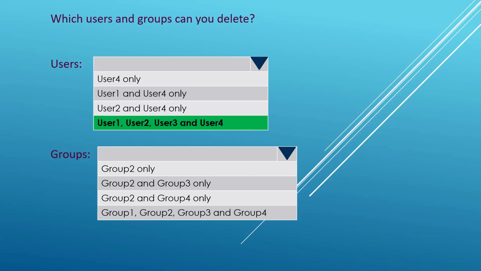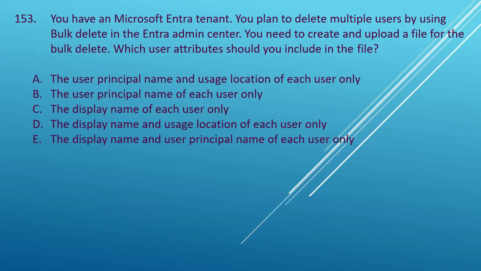Now, when it comes to groups, the options are group 2 only, group 2 and group 3 only, group 2 and group 4 only, and then all groups. Groups with active license assignment cannot be deleted unlike users. So you will get an error if you try to delete them. And in this case, therefore, the correct answer is option 3, group 2 and group 4 only, because they did not have any license assigned. Let's look at next question.